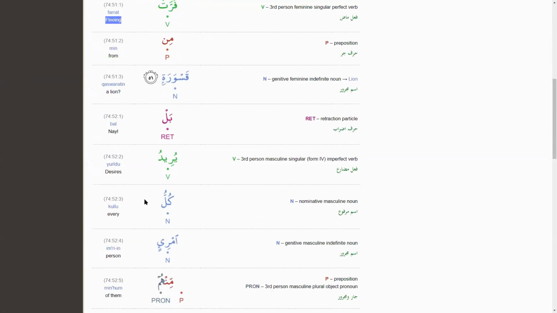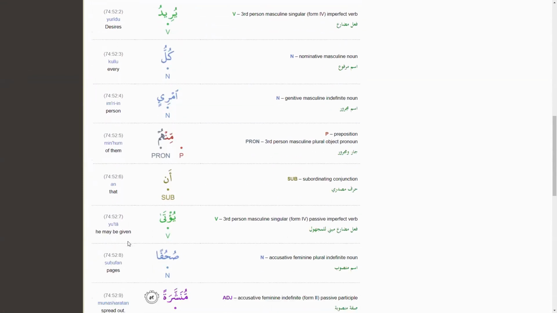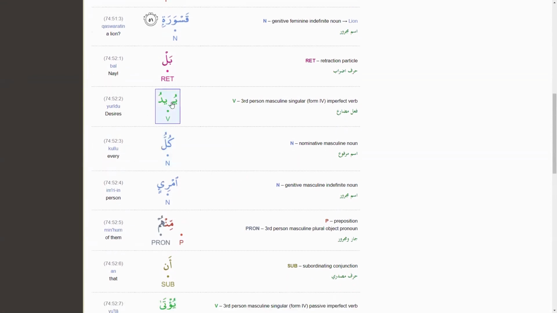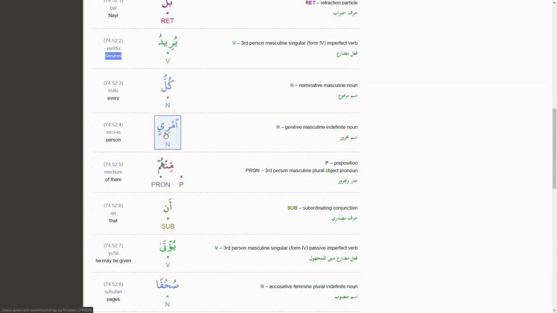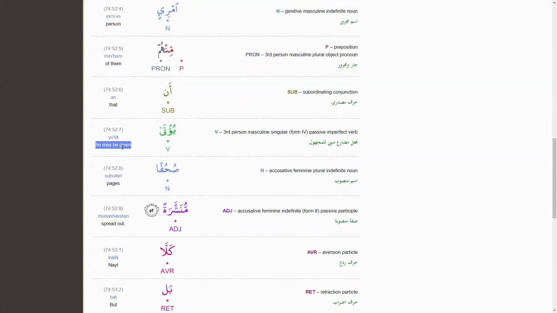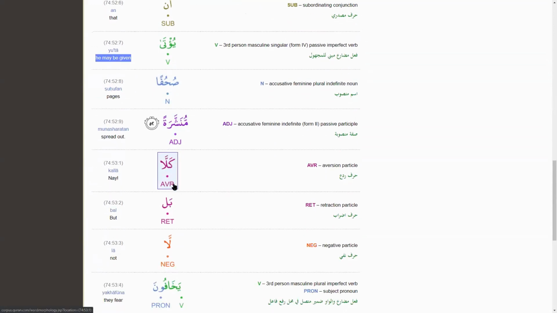So Allah says, "Bal yuridu kullu imri'in minhum an yu'ta suhufan munashshara." Right? Bal is "nay." I mean, it's like a diversion of a topic. Nay, I mean, no, this is not possible. Yuridu kullu imri'in, every person desires, minhum, from them, that he may be given suhufan munashshara. They want clear pages coming down. They want some clear signs, some clear book coming from the sky and so on.